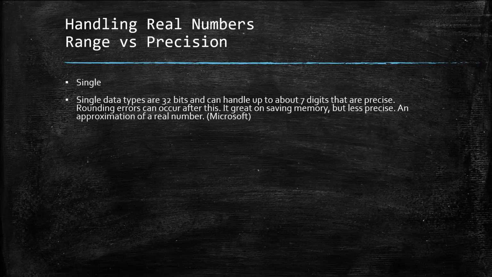Single data types are 32 bits, and this can handle up to about 7 digits that are precise. It's all about range versus precision. Rounding errors can occur after the 7th digit. It's great for saving memory, but the price you pay is that it's less precise. Microsoft describes it as an approximation of a real number.